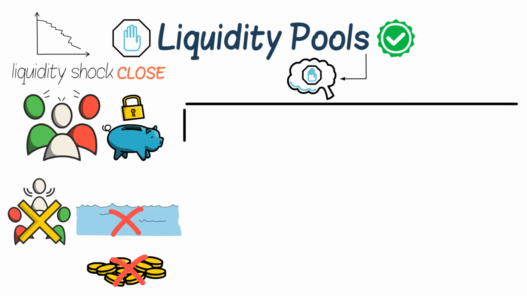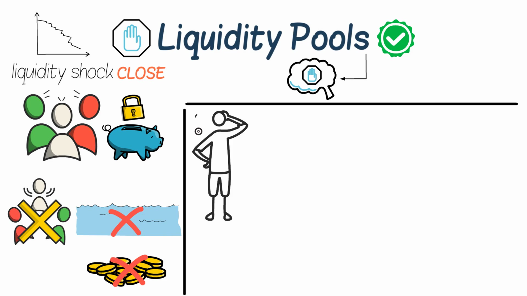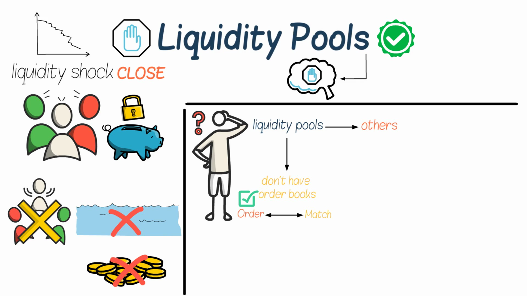So how exactly are liquidity pools different from other exchanges? Liquidity pools are different from other exchanges in a few ways. First, liquidity pools don't have order books. This means that there is no need to wait for your order to be matched with another order before it gets executed. Instead, your trade is executed immediately against the liquidity pool.